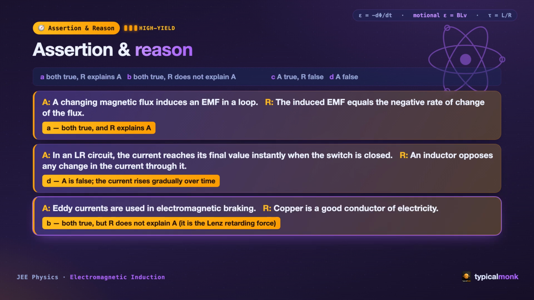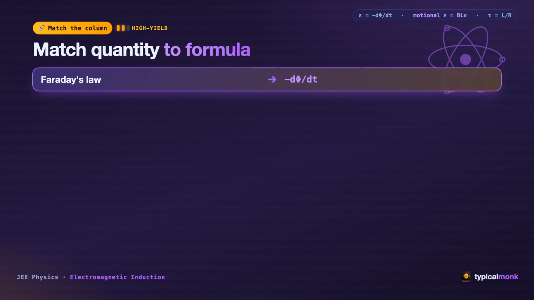Assertion. Eddy currents are used in electromagnetic braking. Reason. Copper is a good conductor of electricity. Both are true. But the braking works through the retarding force from Lenz's law, not merely because copper conducts well. So the reason does not explain the assertion. The answer is B. Now match each quantity to its formula.